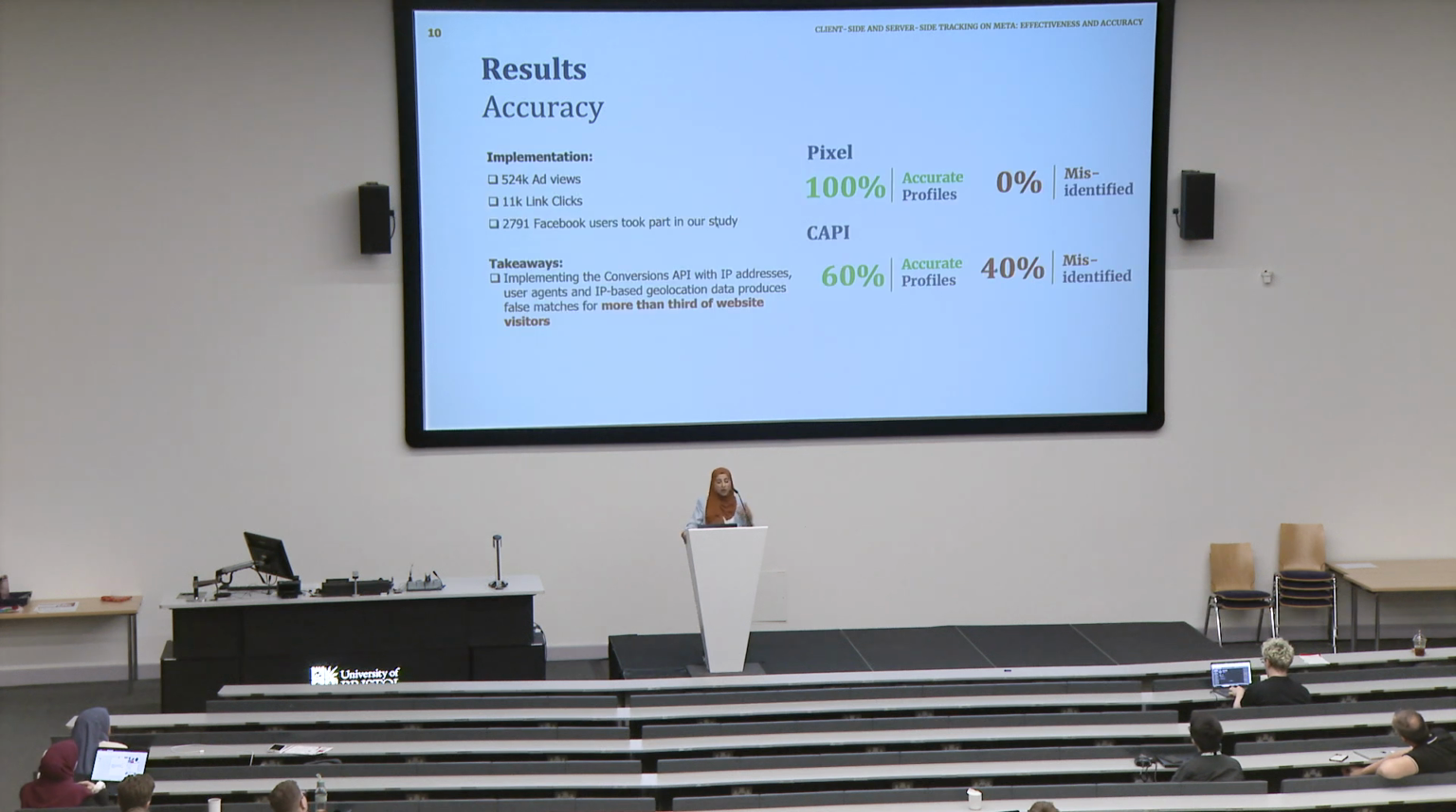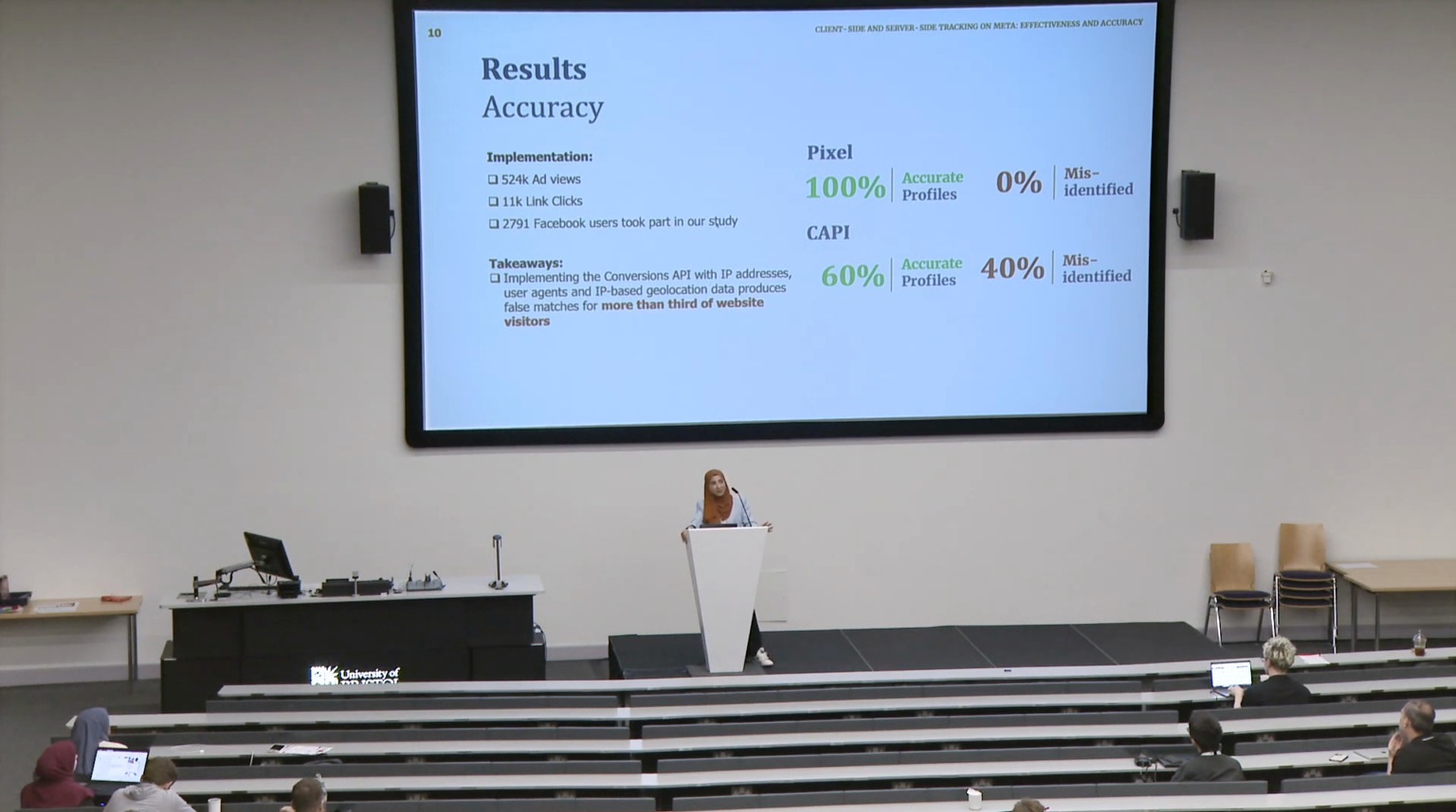For the results, we had a lot of users who thankfully consented and took part in our study. All of our users were on the Facebook in-app browser. This is important to note because it supports third-party cookies. And what we see is that we had 100% accuracy for the pixel. That means that 100% of the users we were retargeting with Meta Pixel data were originally website visitors. However, for the Conversions API, that only applied for 60%.